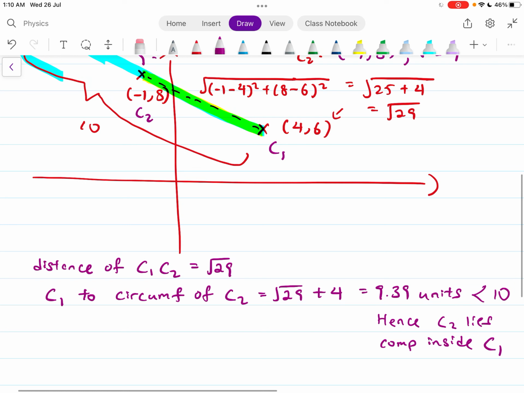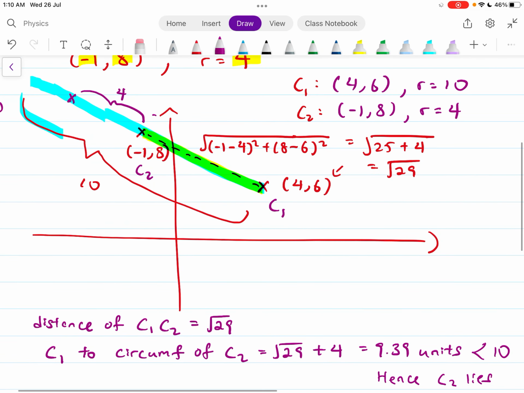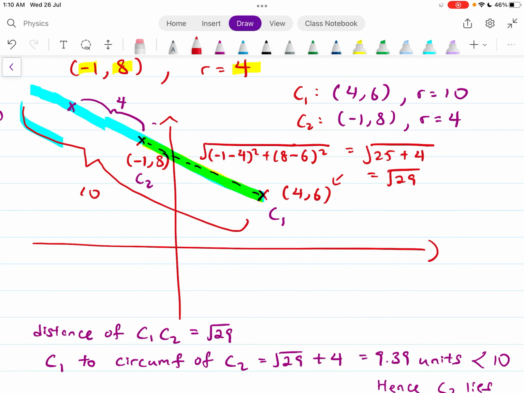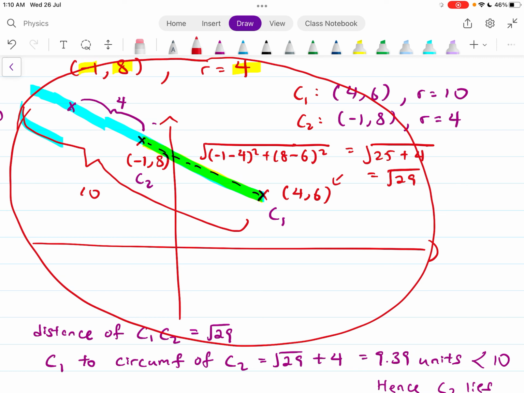C1. Okay, so if I draw the circle, which is not very nice, this will be C1. For example, I just draw a big one. So this will be C1, then C2 will be like this, something like that. Yeah, so this is the picture of C1 and C2, which is not very nice.